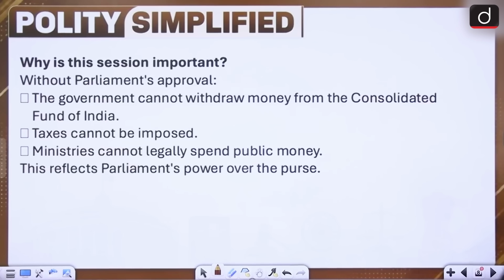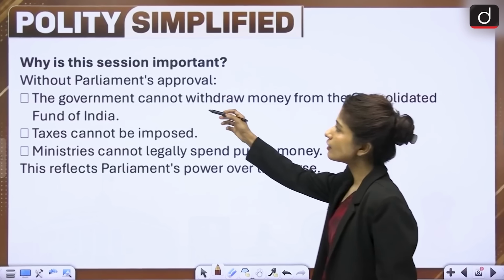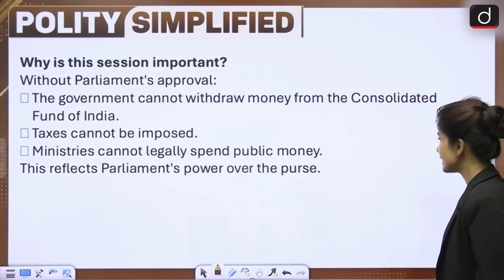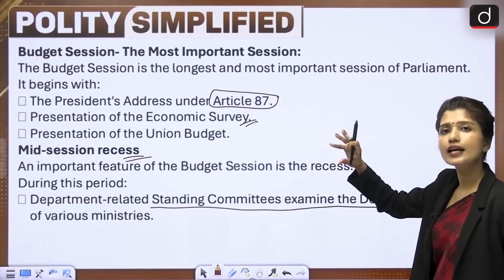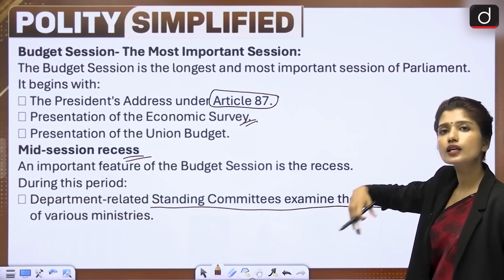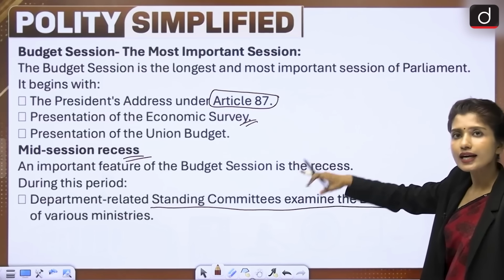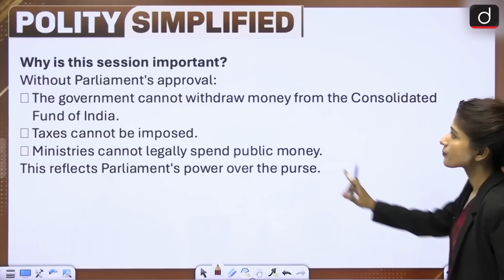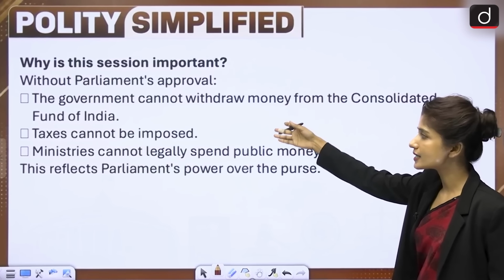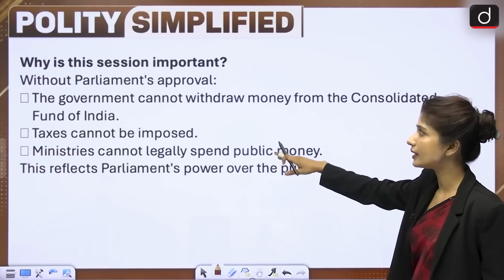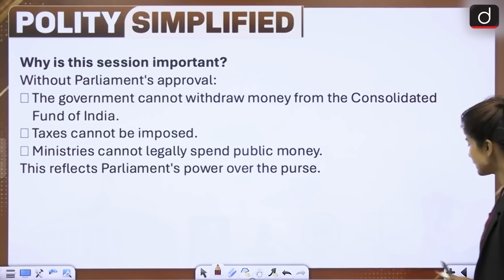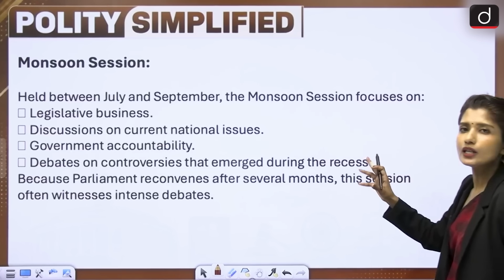Why is this session important? This session is important because the government cannot withdraw or spend money without parliamentary approval. We have seen that these standing committees are examining how much money different ministries require and where they are going to spend it. They are studying it so that the money can be approved, because the government cannot withdraw money from the Consolidated Fund of India, or impose taxes, or legally spend public money unless it gets parliamentary approval. So this session is very important. This presents Parliament's power over the purse.